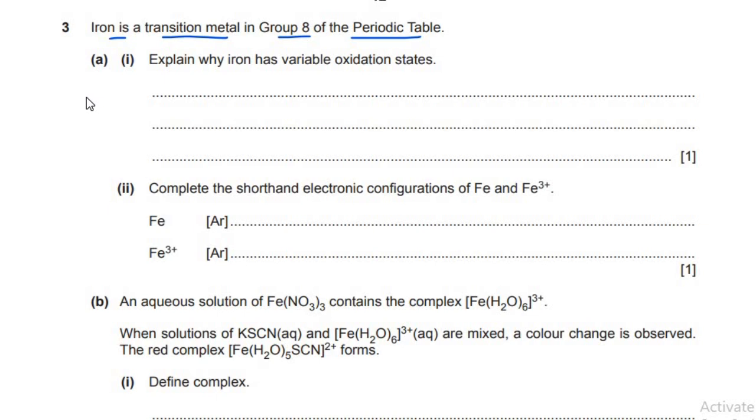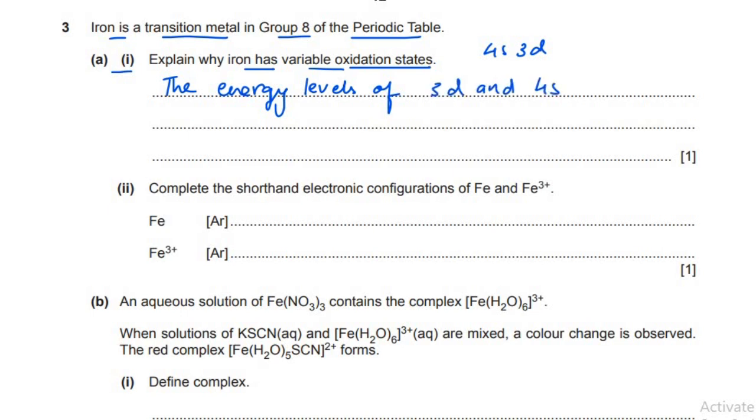Here is sub question A with 1. Explain why iron has variable oxidation states. Now any transition metal has variable oxidation states. It's only because the 4s and 3d orbitals are very close, their energies overlap. So let's write that the energy levels of 3d and 4s orbitals of iron, but even if you don't specify iron, it applies to all the transition metals, so it's okay.